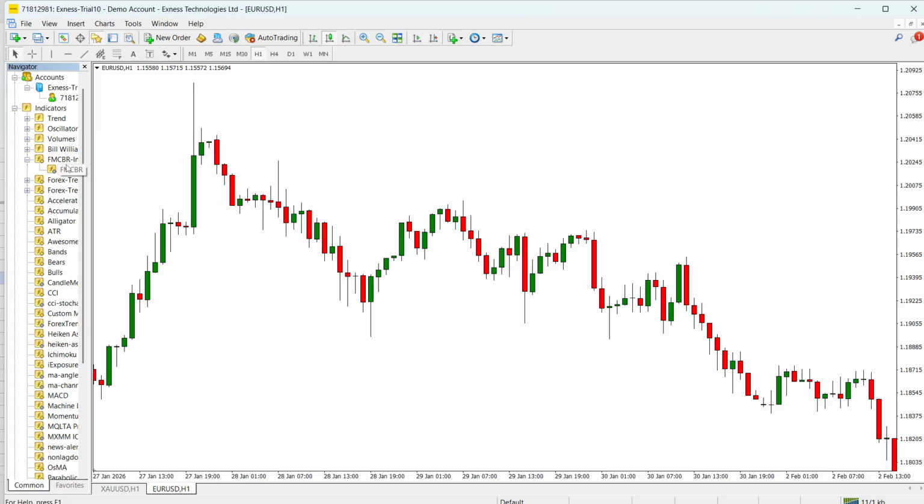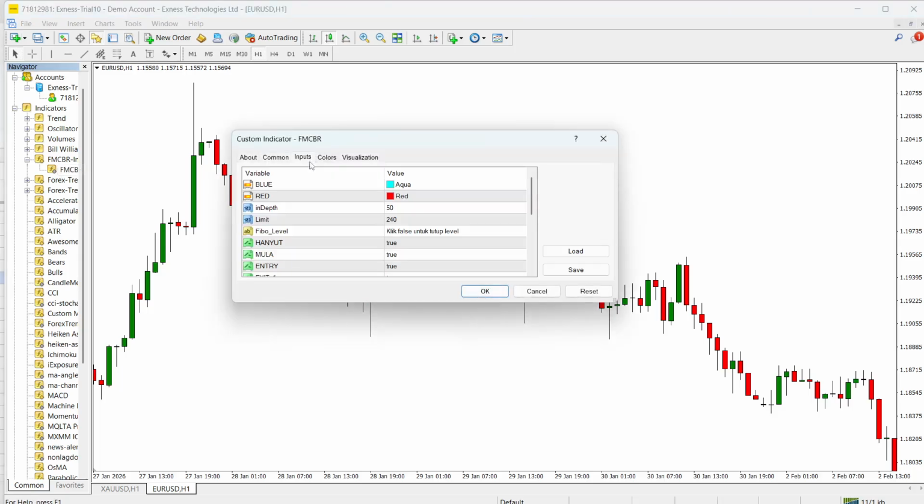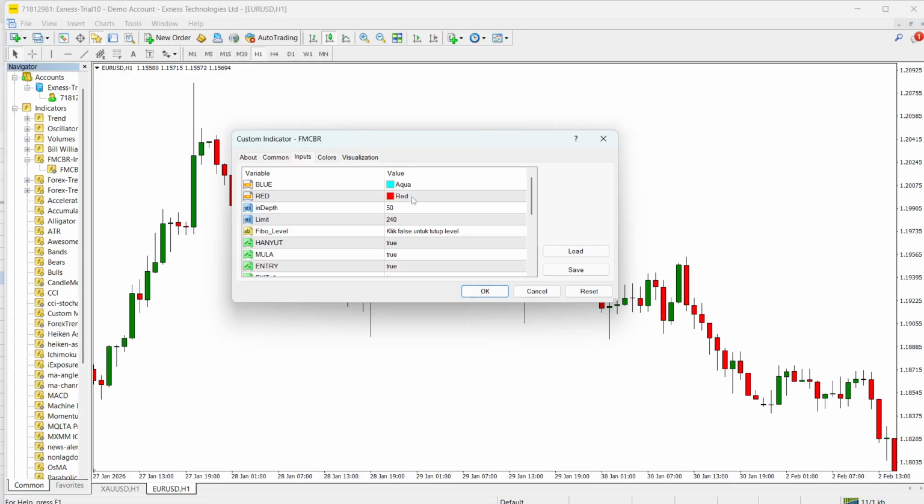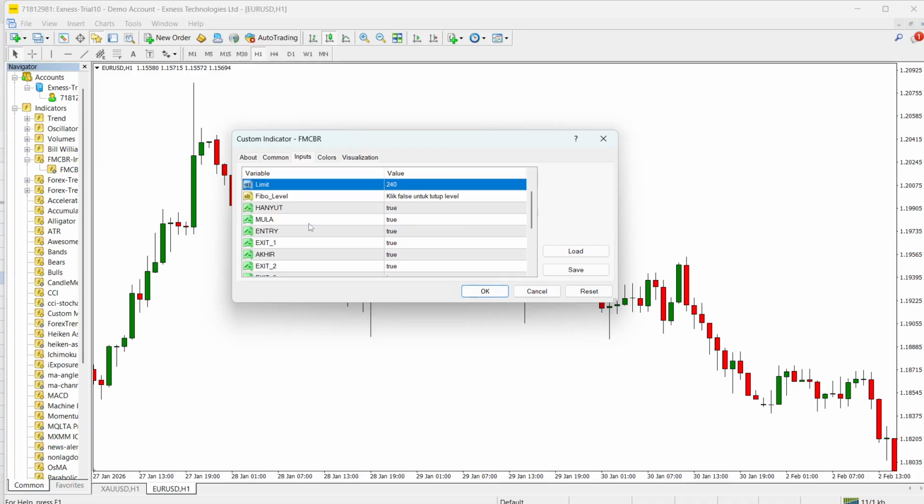As for the indicator settings, let's see what we have at the inputs. Alright, so as you can see, we can customize the colors for the display that appears on our MT4 chart, so it fits in and stands out clearly with our underlying MT4 chart theme. We also have the depth, the limits, FIBO level, entry, exits, and also an option to use alerts.